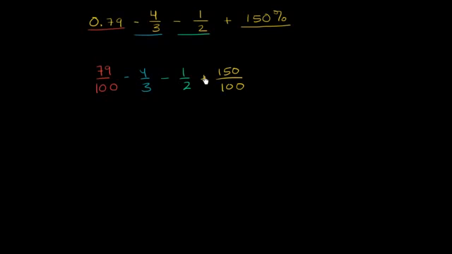And in order to do all the subtraction and addition, we have to find a common denominator. So what's the least common multiple of 100, 3, 2, and 100? Well, 100 is divisible by 2, so 100 is actually the least common multiple of 100 and 2. So we really have to just find the least common multiple between 100 and 3. And that's just going to be 300. There's no other common factors between 100 and 3. So let's write all of them with 300 as the common denominator.